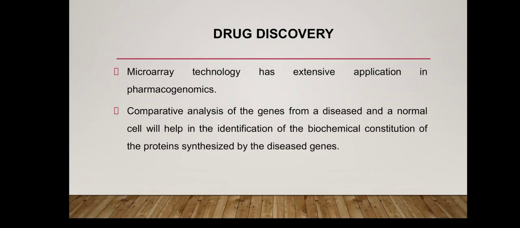Drug discovery. By comparing the genes of disease cells with normal cells, scientists find out what changes happen in the disease genes. This comparison helps to identify what kind of proteins the disease genes are making and what kind of medicine should be developed to stop the wrong protein from being produced. This helps them to find the disease mechanisms and possible treatments.